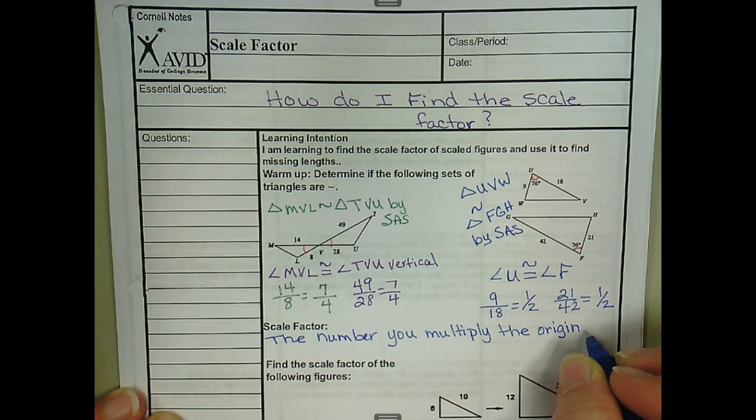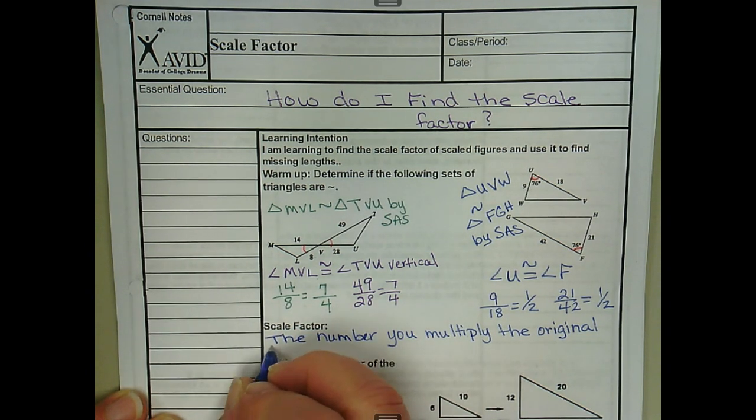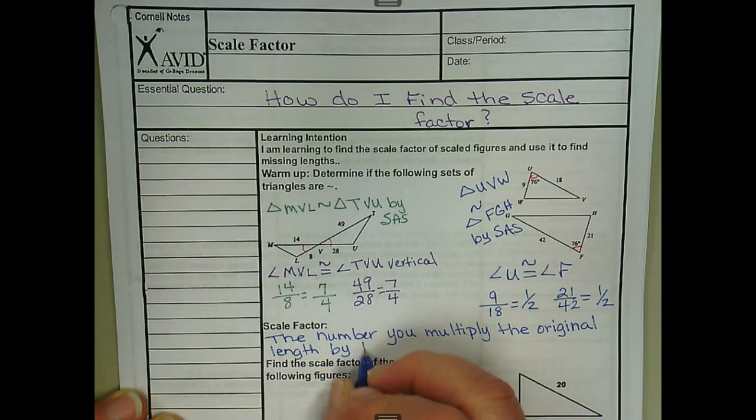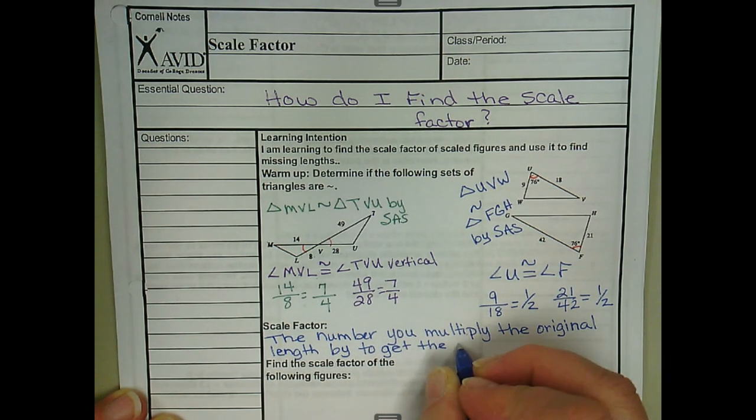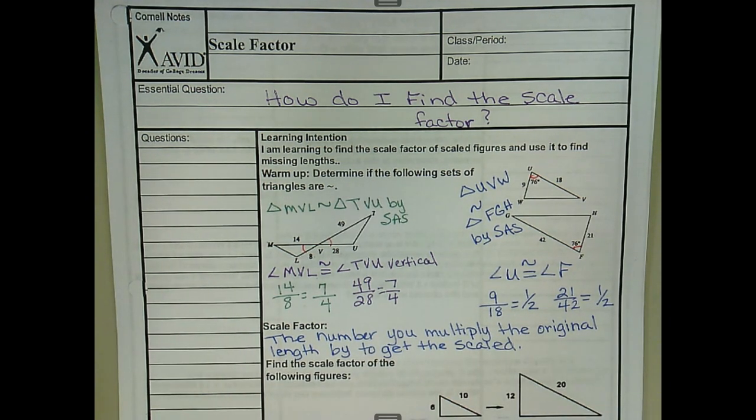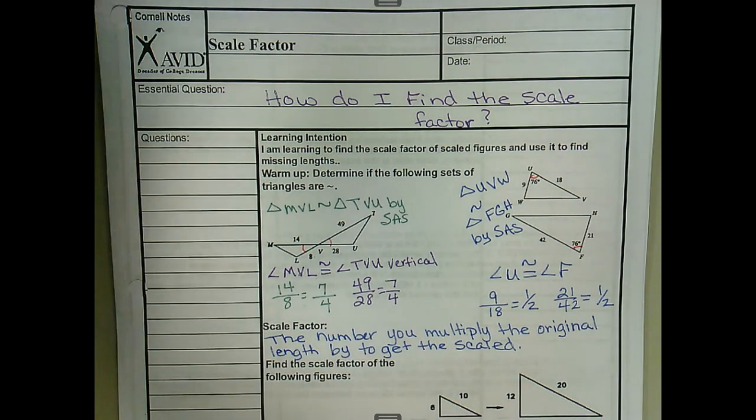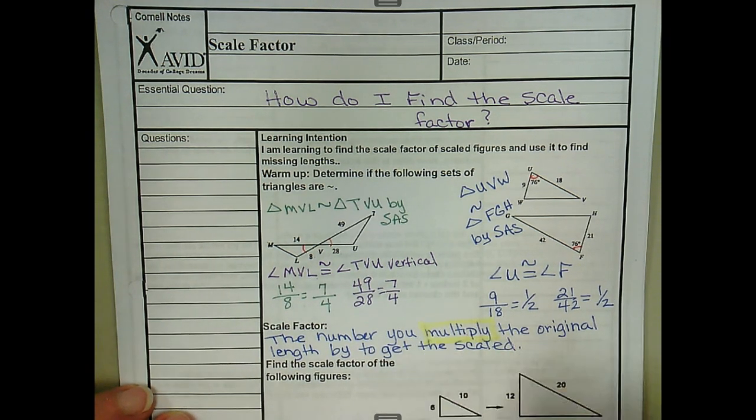So it's a number that you multiply the original length by to get the scaled length. Now it's important to realize you are always, always, always multiplying. Even if it is getting smaller, you are still multiplying. You're just multiplying by a fraction. So the key word there is multiply.